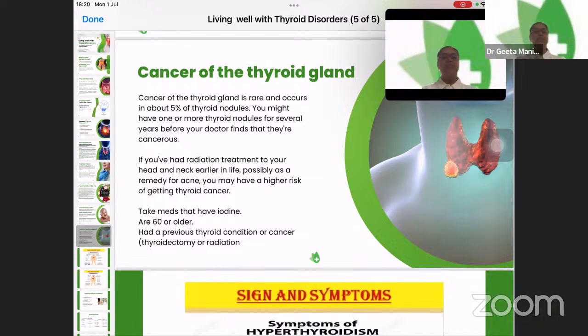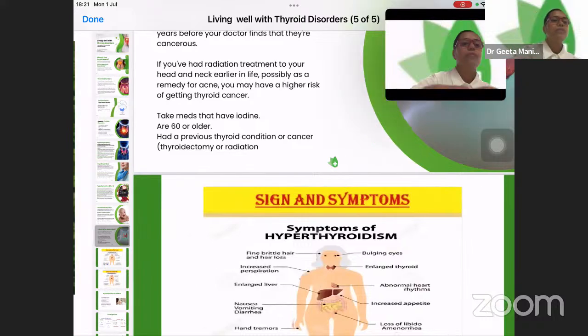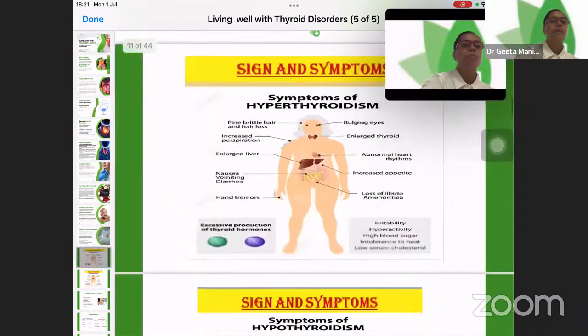If you have had radiation treatment to your head or neck earlier in life, possibly as a remedy for acne, or even during mammography, as I suggested, you may have a higher risk of having thyroid cancer. If you're taking medicines that have excess iodine, or you are 60 years or older, you are more prone to any kind of malignancy. And if you have had a previous thyroid condition, or thyroidectomy, or radiation. Radiation is one of the commonest causes of thyroid malignancies.